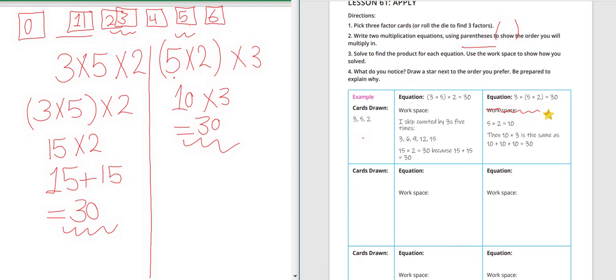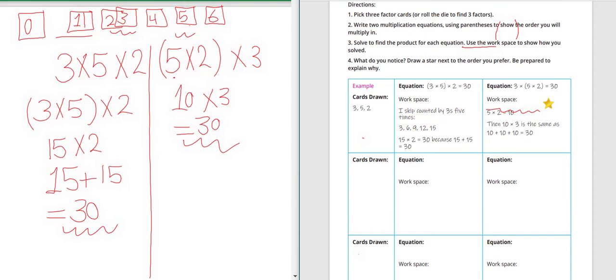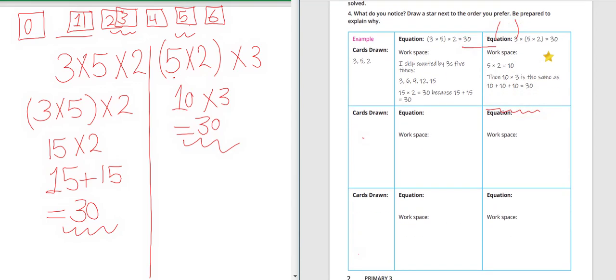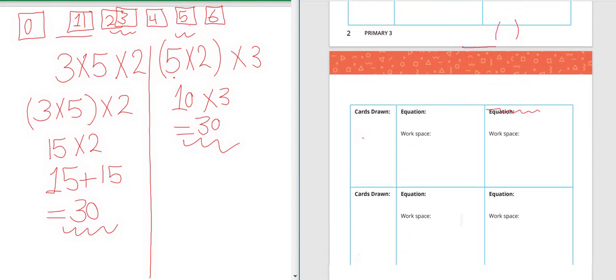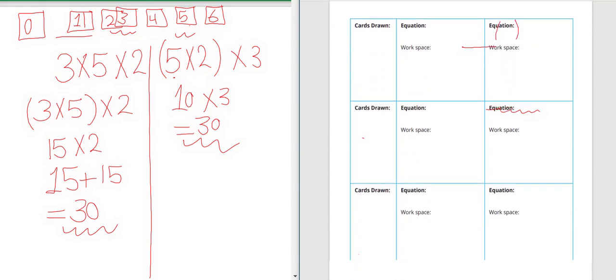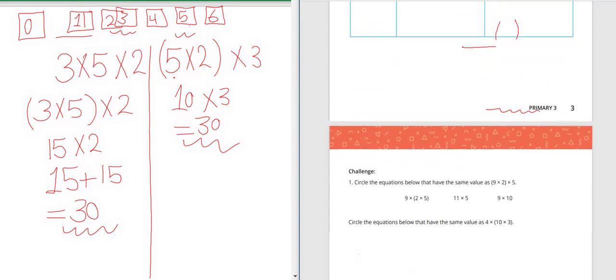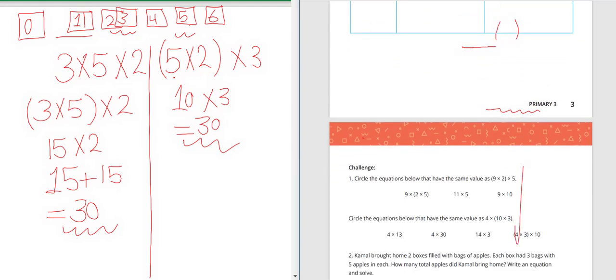What do you notice? Okay, we notice that with the associative property, we can replace the factors or change the order and the product does not change. So you can solve this exercise by using any three factors from number cards. So go to the book, page 4.